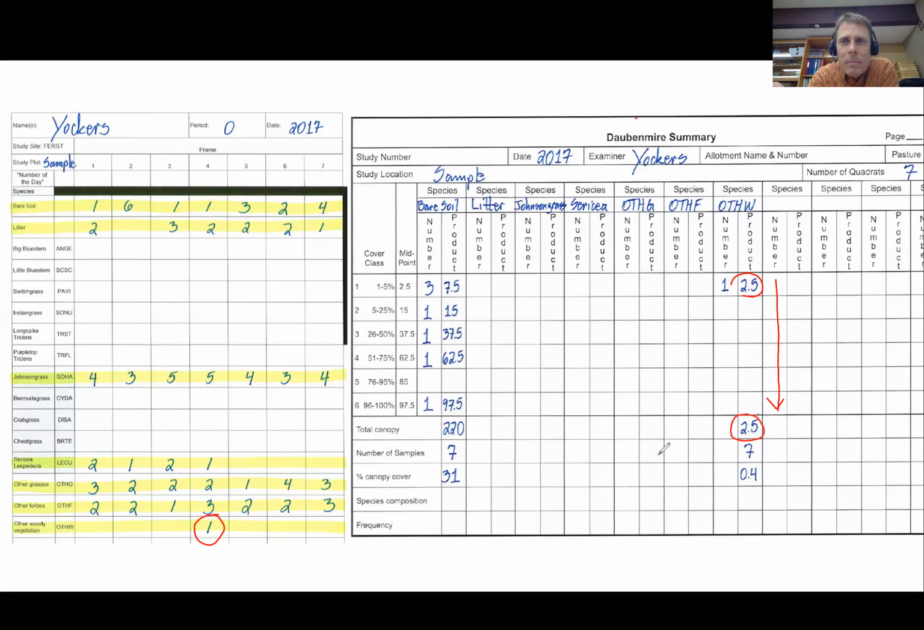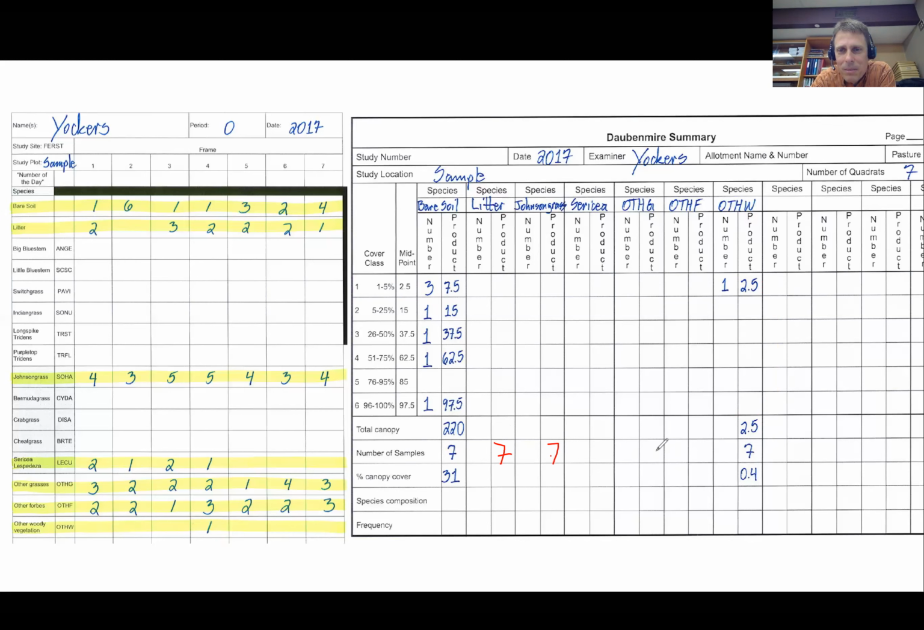Okay. All right. So the next thing we need to do to figure out our percent canopy cover is we take the number of samples that we have, the total number of samples, which is 7. So these are all 7. So all these across here, these are all going to be 7s.